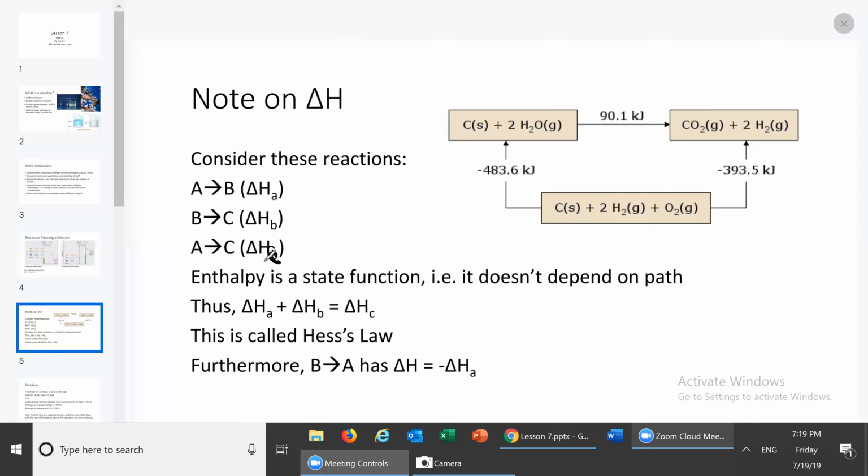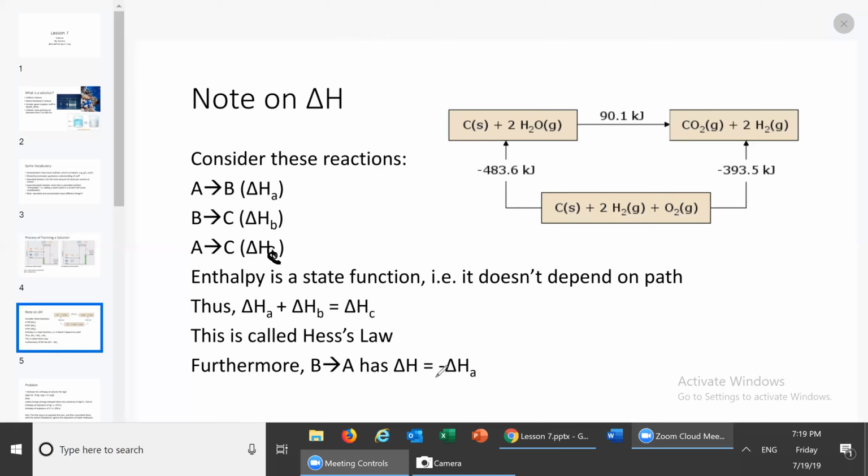This principle is called Hess's law. And just one minor note: for the reaction of B to A, reversing the reaction will make the delta H negative, right?